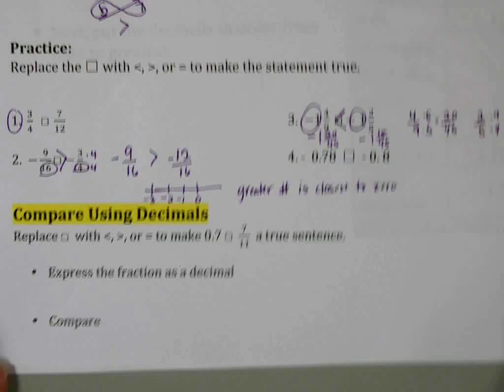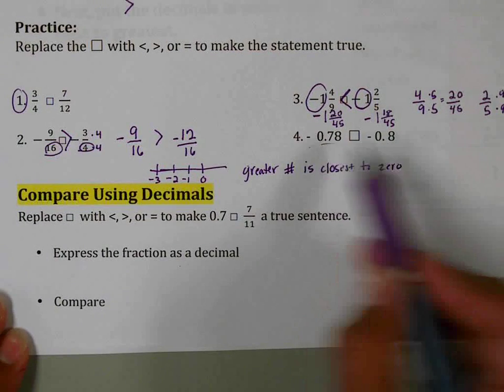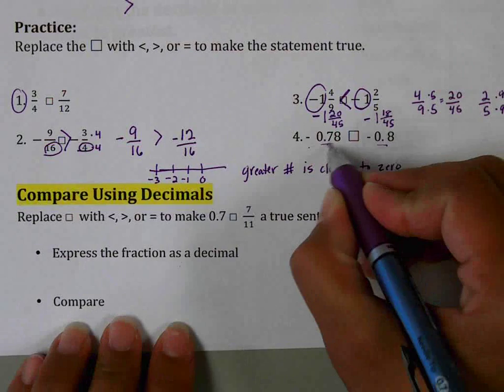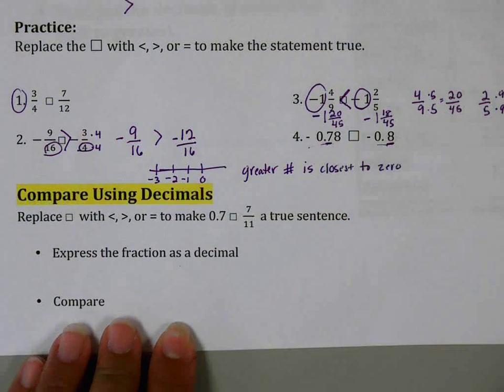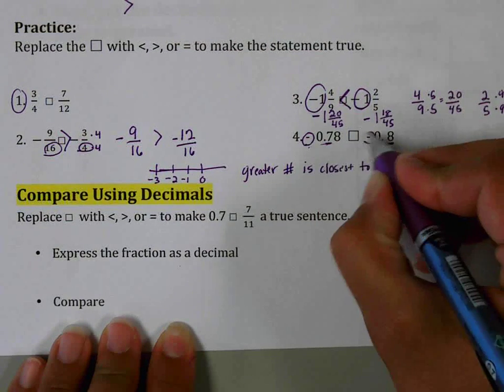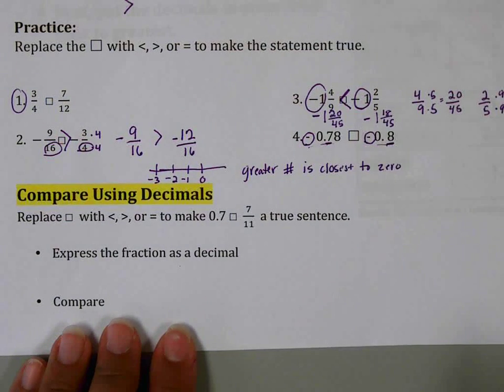Okay, number 4. Now we're comparing decimals. So when you're looking at decimals, you want to look at each place value. So we look at the tenths place. So this is our tenths place, and we look at the other tenths place. Now these are negative numbers. So remember, we're looking for the number that would be closer to 0, getting closer to the positives.